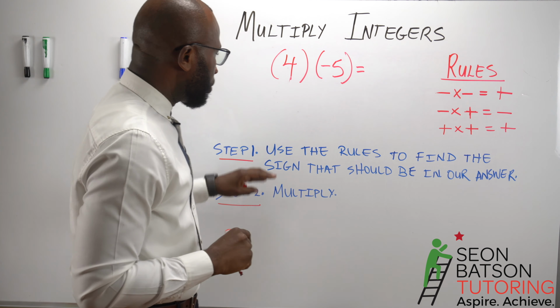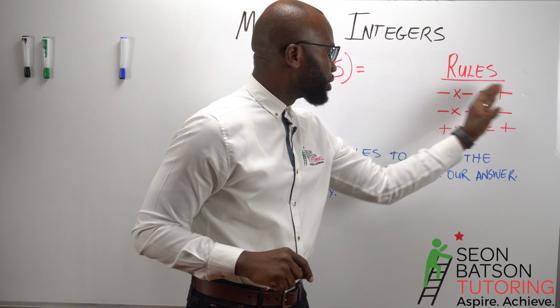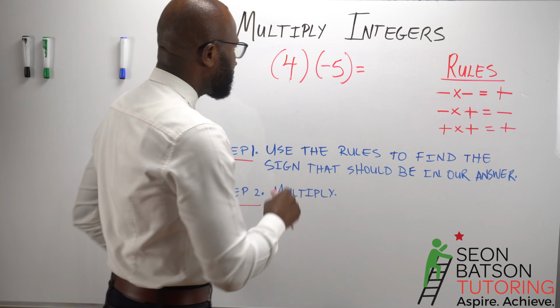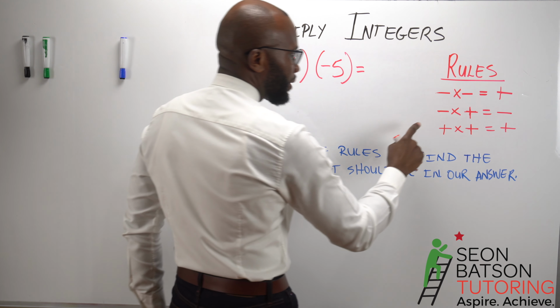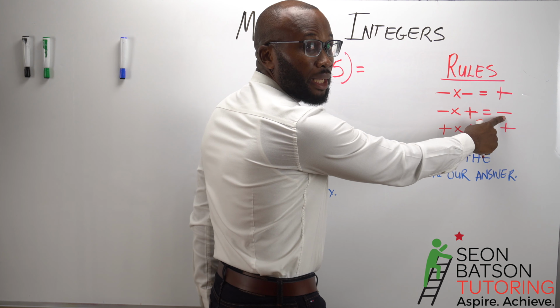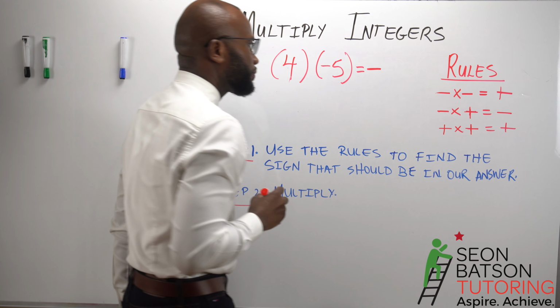So step 1, we will use the rules, the general rules for multiplying integers to help us find what sign should be in our answer. Since we're multiplying a positive by a negative, our answer should be negative. So we put back that negative sign first.